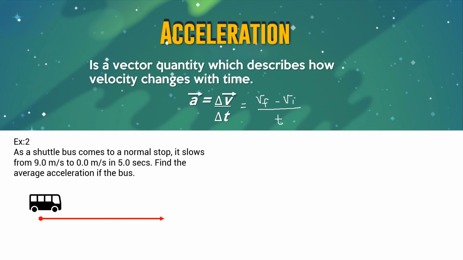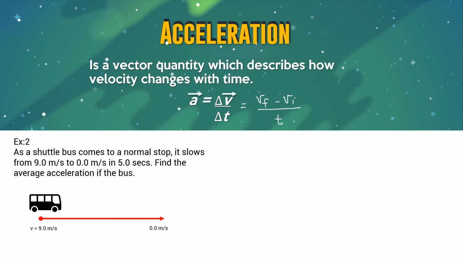So we have here our example, which describes that if a shuttle bus comes to a normal stop and it slows down from 9 meters per second to, of course, 0 meters per second within 5 seconds, we have to search for the average acceleration of this bus. First, we need to analyze if 9 meters per second is the final velocity or the initial velocity. According to this scenario, it slows from 9 meters per second. The term "from" means that it is the initial velocity, so we put it here. Meanwhile, it comes to a normal stop, which means that 0 meters per second is our final velocity. And that is important because, as you can see here, it will tell us if we have a positive acceleration or a negative acceleration.